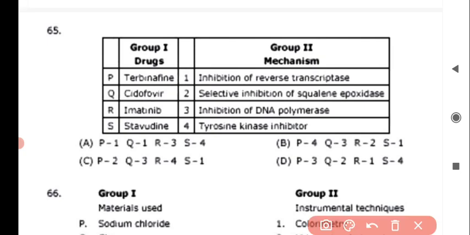In the next question, group 1 contains drugs and group 2 contains mechanisms. For the first drug, terbinafine, the correct answer is option number 2, inhibition of squalene epoxidase. For cidofovir, the correct answer is option number 3, that is inhibition of DNA polymerase. For imatinib, the correct answer is option number 4, that is tyrosine kinase inhibitor. For stavudine, the correct answer is option number 1, that is inhibition of reverse transcriptase. So the correct answer is option number C.